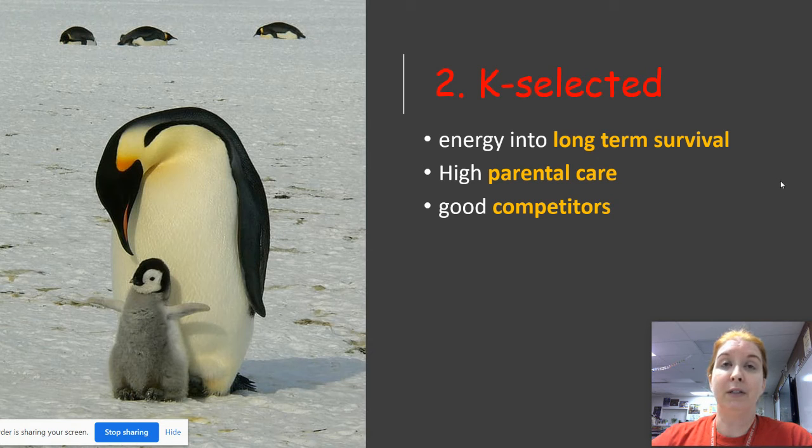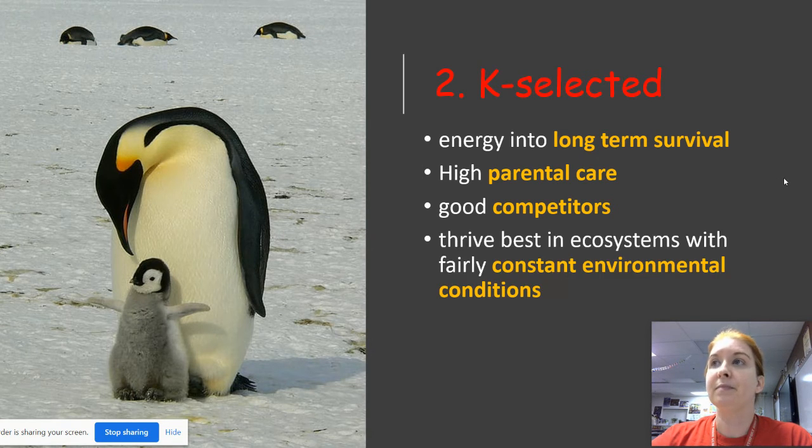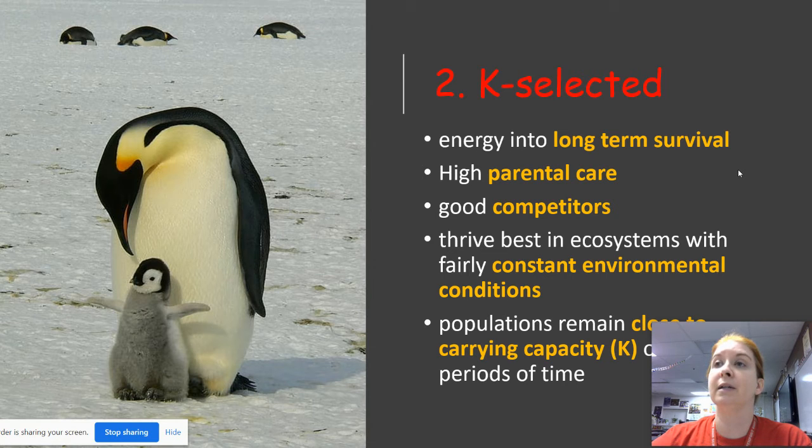very good competitors. They will compete for what they need, and then they win, hopefully. They thrive best in ecosystems with fairly consistent environmental conditions. So if everything is about the same and they know what to expect, they tend to do fairly well. K represents carrying capacity, and these critters do best when their populations are close to carrying capacity.